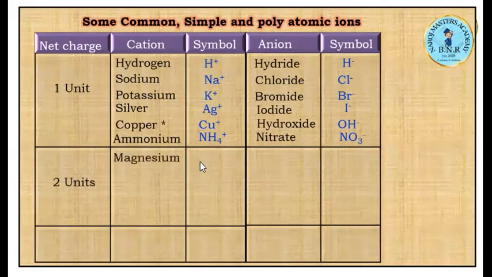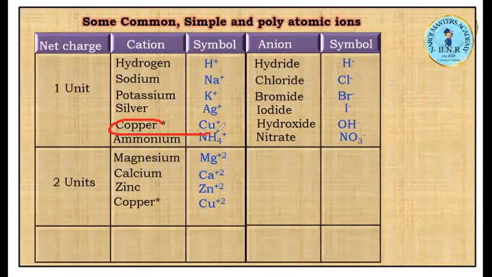Magnesium, Mg plus 2. Calcium, Ca plus 2. Zinc, Zn plus 2. Copper plus 2, Cu plus 2. Here I gave one star mark. So copper can exist in 1 unit charge, and copper can exist in 2 unit charge. It has some property like having 1 charge or 2 charge. Iron, star mark again, Fe2 plus.